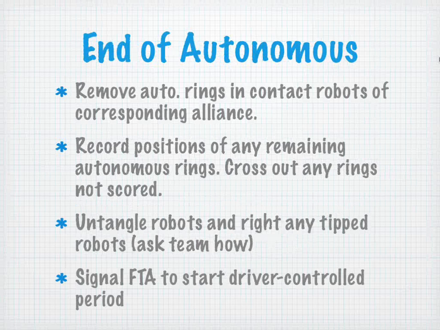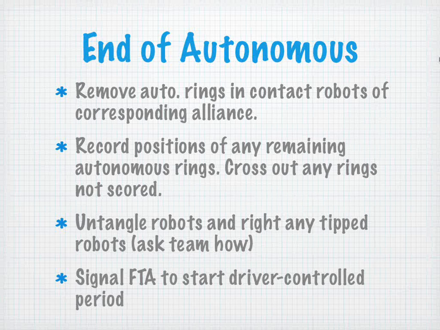At the end of autonomous, we have to do several things. We have to remove any autonomous rings that are in contact with robots of the corresponding alliance. So if you have a red autonomous ring in contact with a red robot, it has to be removed. And that's particularly important if they've, say, put that ring on one of the pegs on the rack, but they haven't completely released it, or for any reason they're still touching it, then we need to remove that ring so that it doesn't count, it doesn't get scored, and we just need to get it off the field. And that's true of any autonomous ring that's touching a robot of the same color.